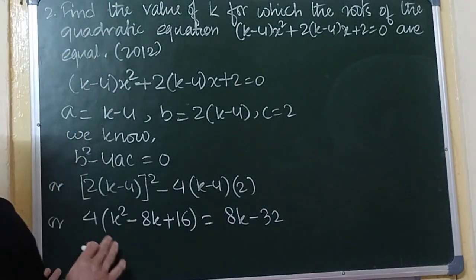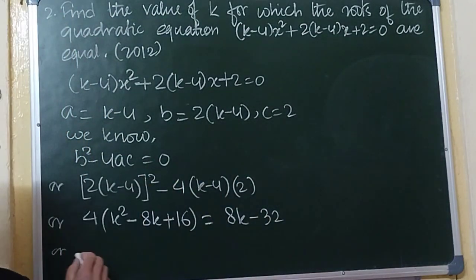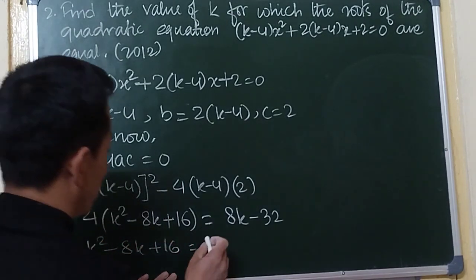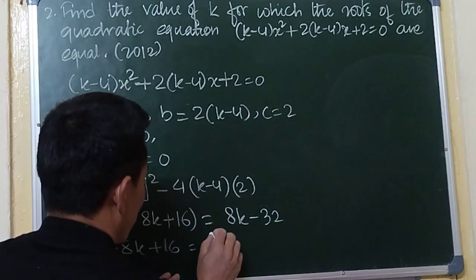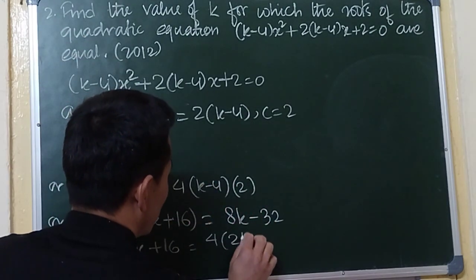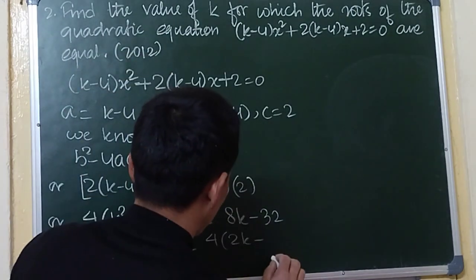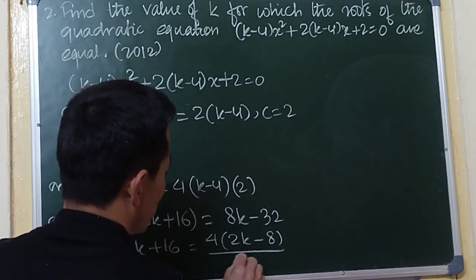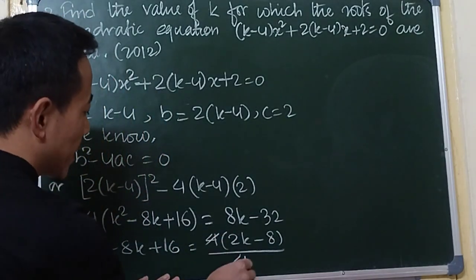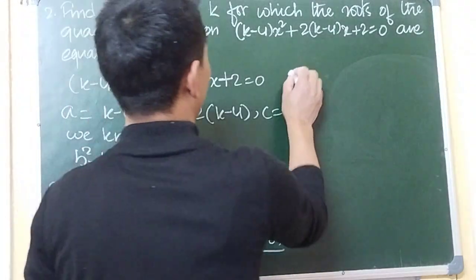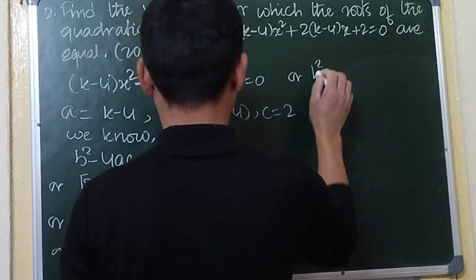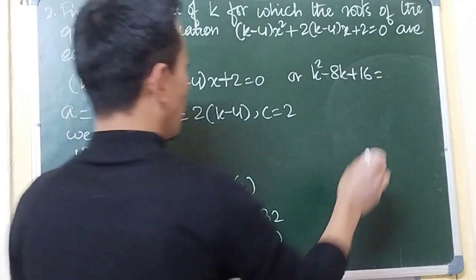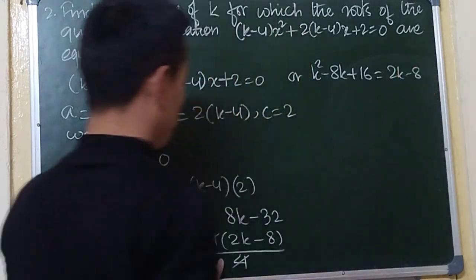So open the bracket, or you can also take it to the other side, and so let's do like this: k square minus 8k plus 16 is equals to, from the numerator you can take out 4 common, so this becomes 2k minus 8, and this 4 gets cross multiplied, it goes to the denominator. So this 4 and 4 gets cancelled here. Then our equation becomes k square minus 8k plus 16 is equals to 2k minus 8.